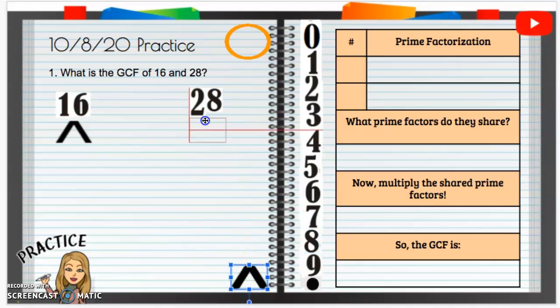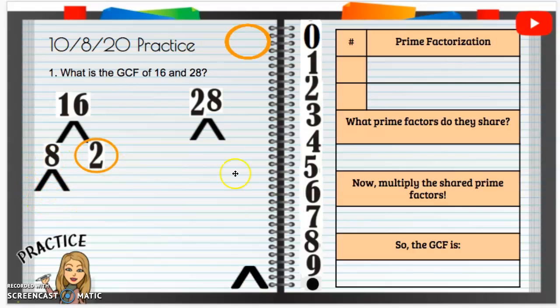16. What times what equals 16? There are many different ways. You can either have 4 times 4 or 8 times 2. I'm going to do 8 times 2. Is 8 a prime number? Nope. That means we can break it down into something more. What about 2? Is 2 a prime number? Yes, it is. So we're going to circle that because the only 2 factors are 1 and itself.